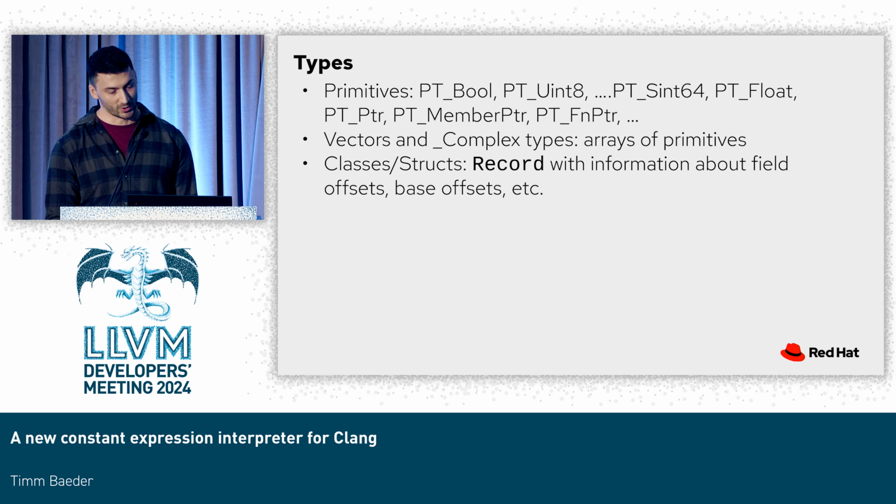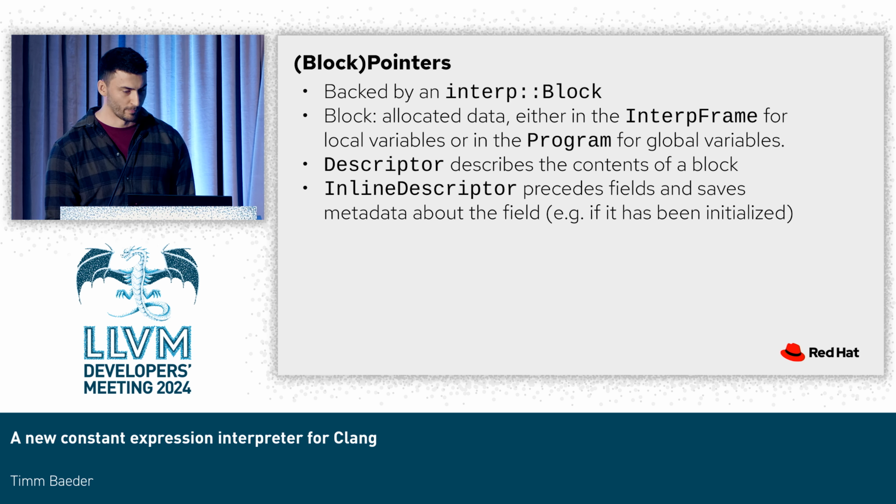And for classes and structs, we actually generate records. That is simply information about the class or struct. Especially, we compute offsets for bases, fields, and virtual bases. And then later, when we refer to a field, we just do that by using that offset.